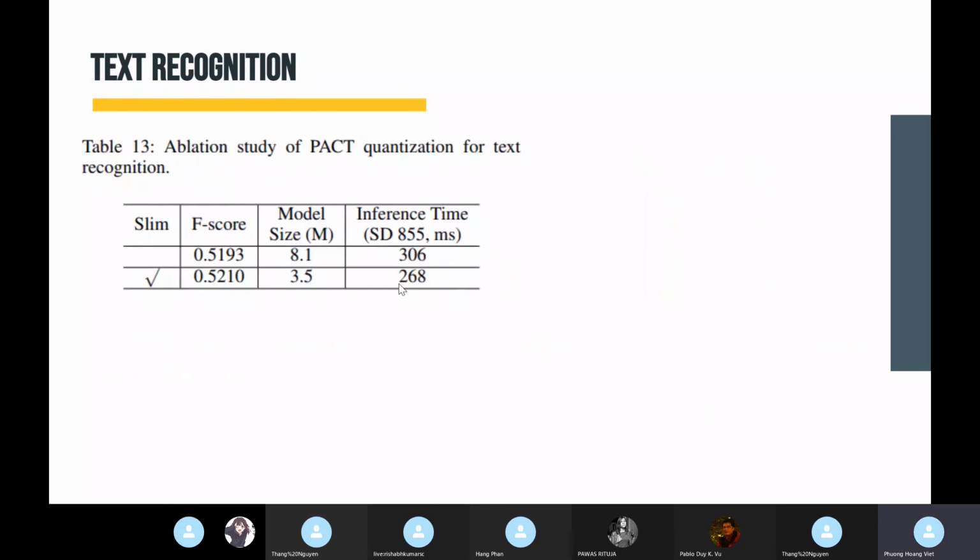And here's the PACT quantization for the text recognition. So you can see that when we use the PACT, the model size is reduced from 8.1 to 3.5, about 75%. And the inference time is also reduced from 306 to 268.